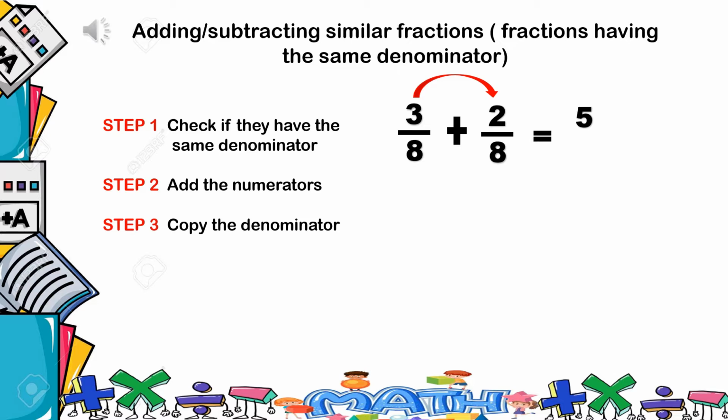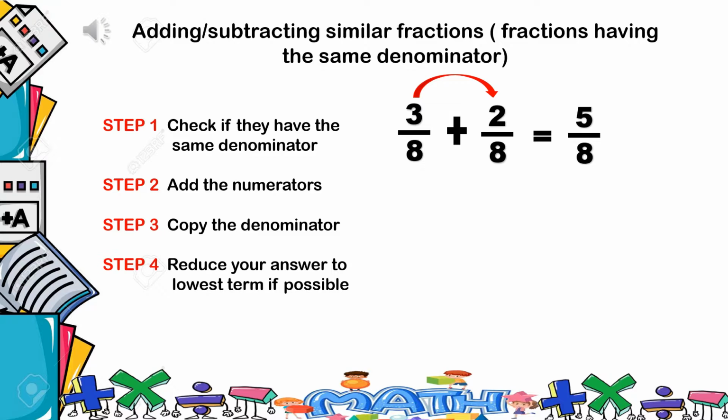Step 3, copy the denominator. The denominator here is 8, so we will just copy. And then last, step 4, reduce your answer to lowest term if possible. Because 5 and 8 have no common factor, 5 over 8 is the final answer. Another is 5 over 8 minus 2 over 8.